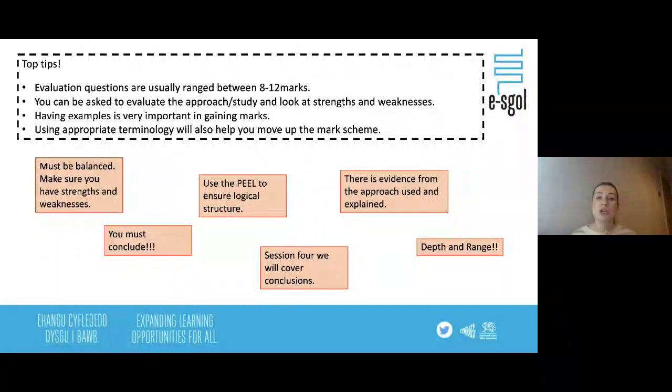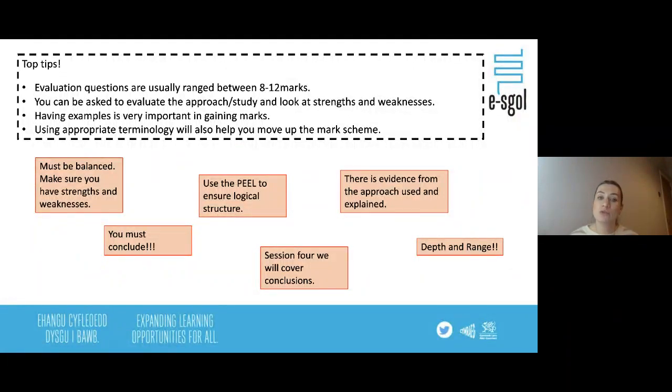So it's making sure that you bring in the evidence that you've already spoken about. Overall, the biological approach is scientific, which adds to the credibility. However, it is deterministic and it doesn't look at free will. Okay, you're summing up your points. Use the PEEL paragraphs to make sure that you get your marks for logical structure. Make sure you have evidence from the approach, of course, and then depth and range.